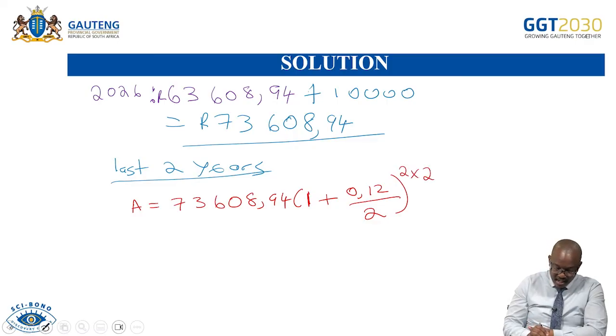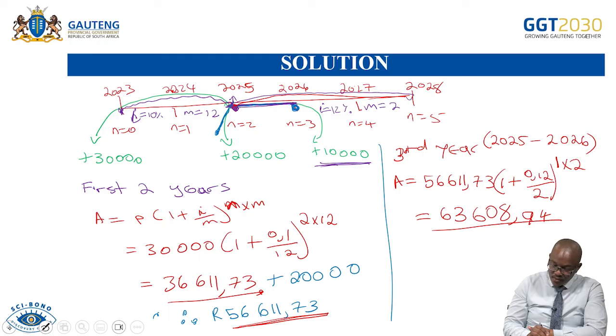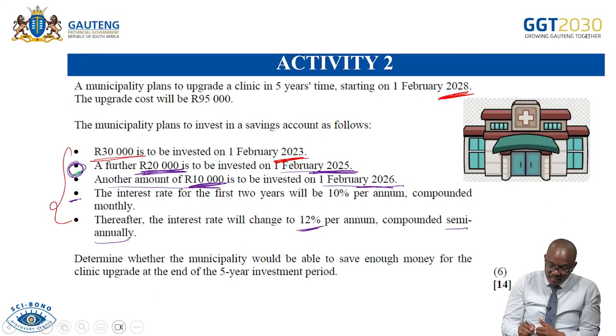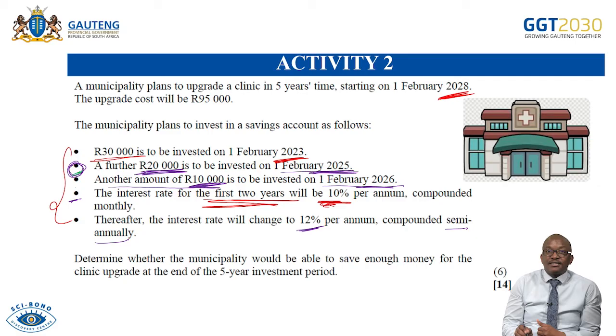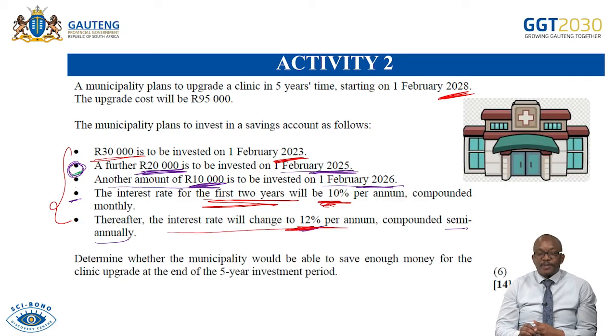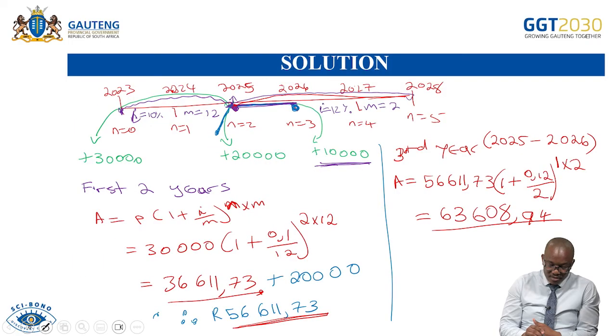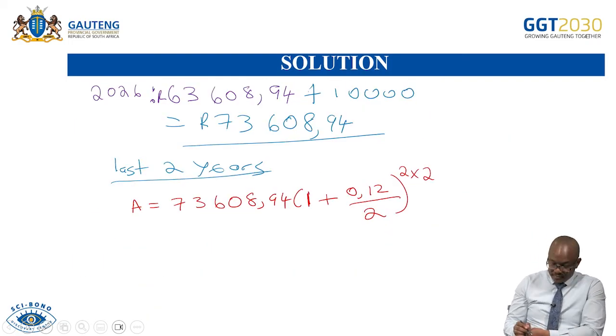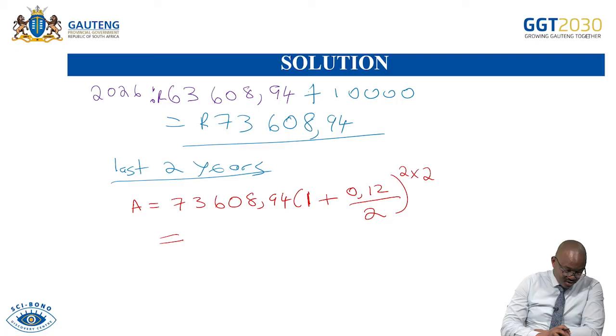And one will also ask, why are we now changing interest? Remember, interest was changed. I said for the first 2 years, the interest was 10%, and then for the remaining years, the interest was 12%. Hence, I'm using 12% there, compounded semi-annually. So now, we punch that in our calculator.